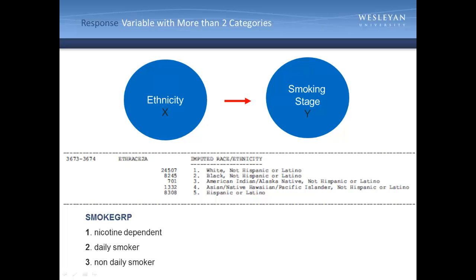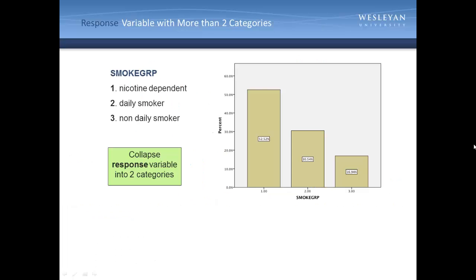What if I were interested in the association between ethnicity and smoking stage, and I had created a response variable that categorized my young adult smokers into 3 groups? So, non-daily smokers, daily smokers, and then those with nicotine dependence. You can see in this slide, I show the ethnic groups recorded in the NESARC codebook, as well as the 3 groups that I want for my smoking variable.